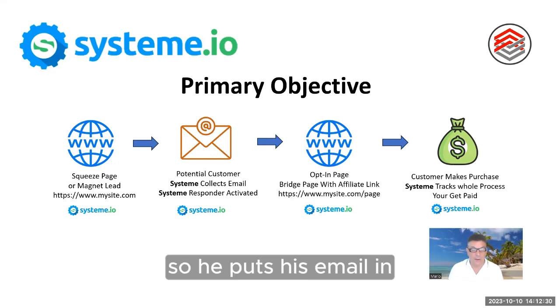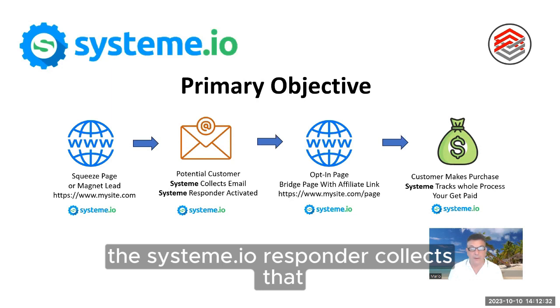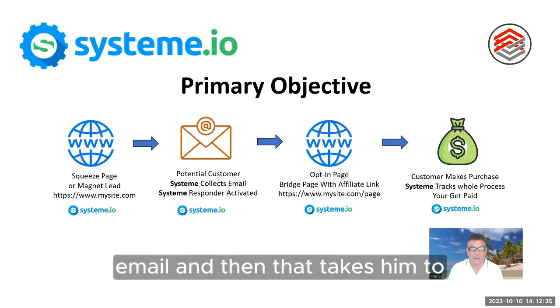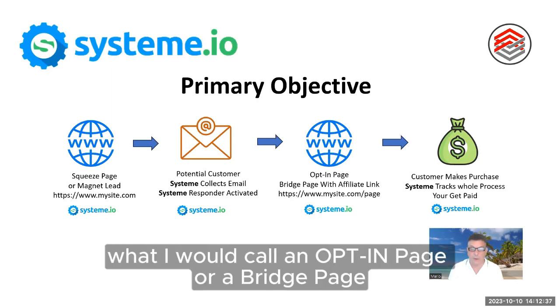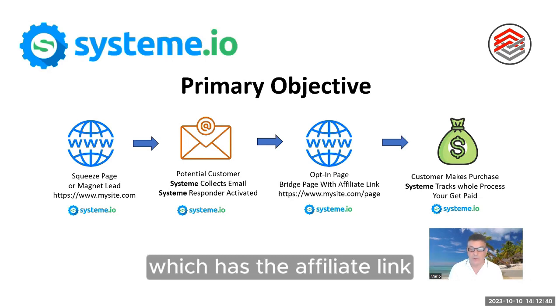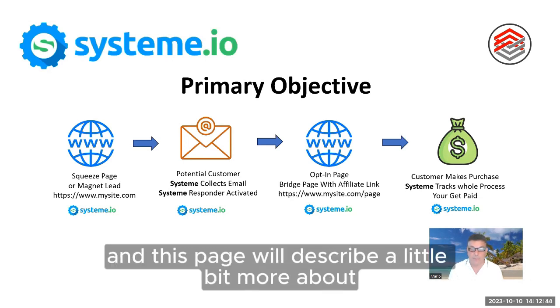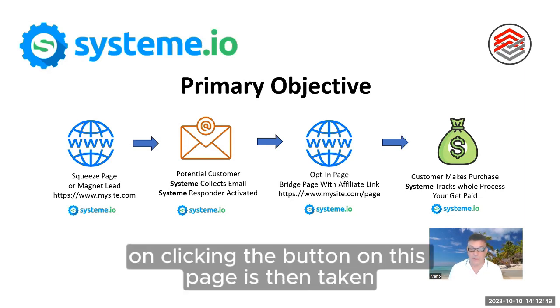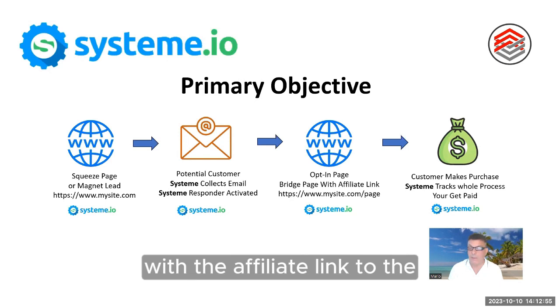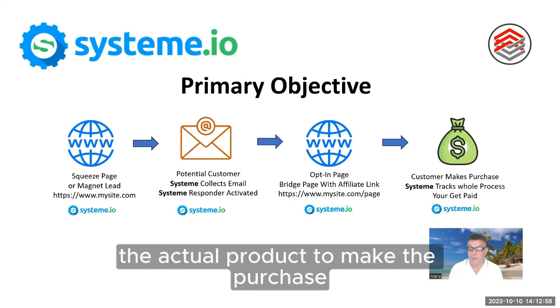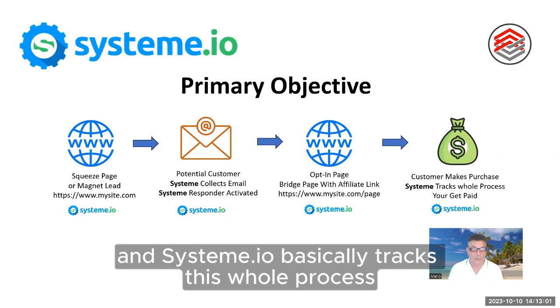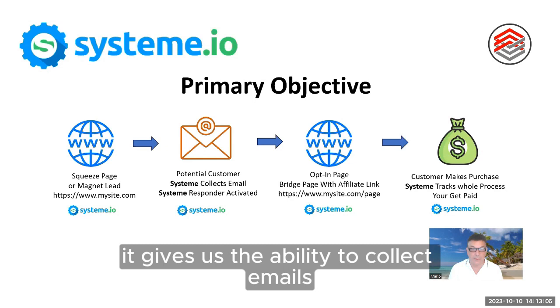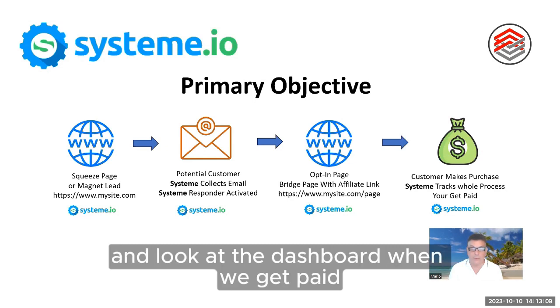So he puts his email in, the system responder collects that email, and then that takes him to what I would call an opt-in page or a bridge page, which has the affiliate link. And this page will describe a little bit more about the affiliate product. On clicking the button on this page, he's then taken with the affiliate link to the actual product to make the purchase, and that's when we get paid. And Systeme basically tracks this whole process. It gives us the ability to collect emails and look at the dashboard when we get paid.